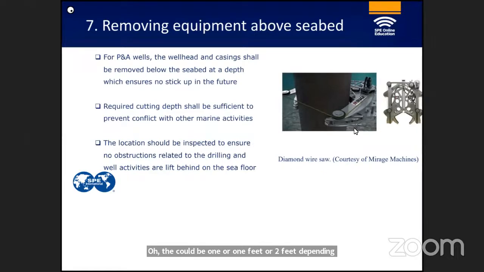The required cutting depth shall be sufficient to prevent conflict with other marine activities. The location should be inspected to ensure no obstructions related to drilling and well activities are left behind on the seafloor.